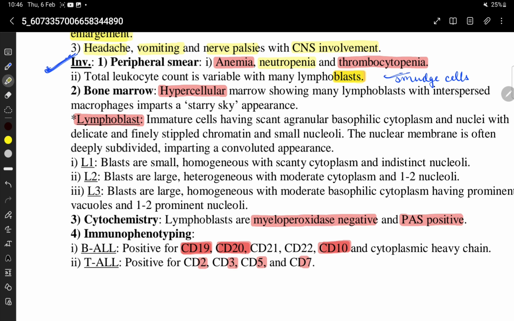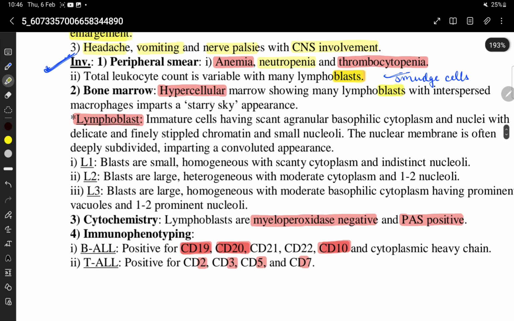Investigation: peripheral smear shows anemia, neutropenia, and thrombocytopenia. Total leukocyte count is variable with many lymphoblasts. Bone marrow: hypocellular marrow showing many lymphoblasts with interspersed macrophages that impart a starry sky appearance.